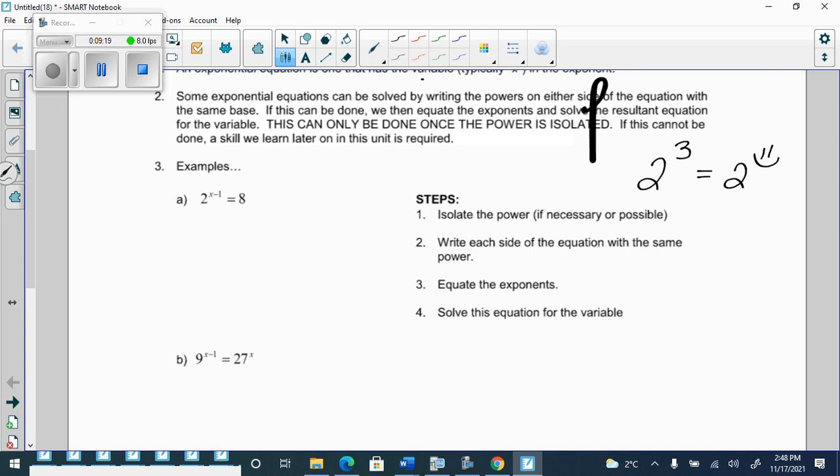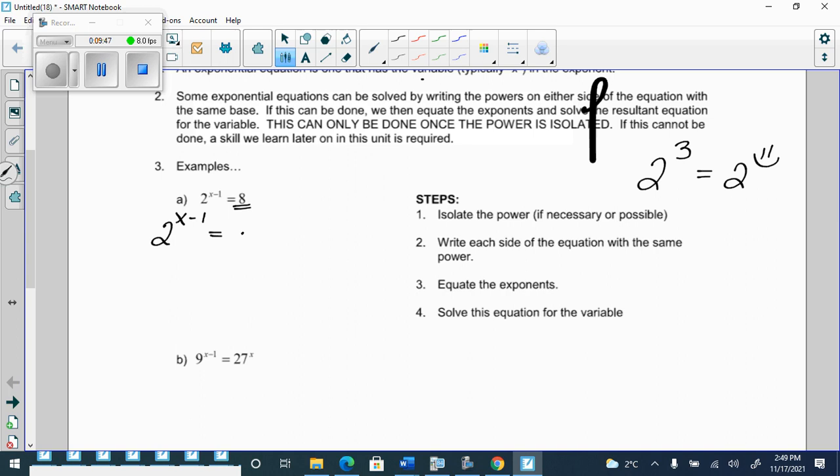That was a smaller base. What can I make them both be? Base 2, right? This one's 2 already, so it's 2x minus 1. We want to make this be base 2. So that means I need to find an exponent I can raise 2 to that will get me 8. 2 to what exponent is 8? 3. So 8, instead of writing an 8, I can write 2 to the 3.